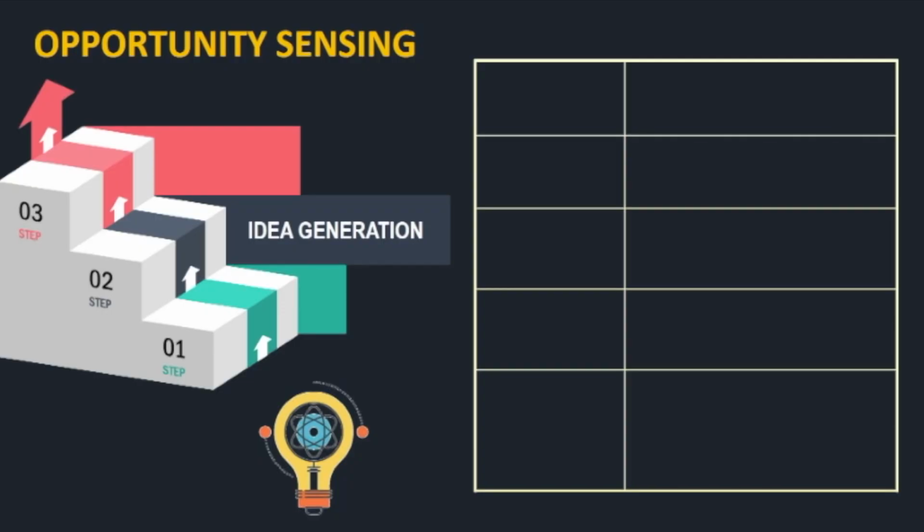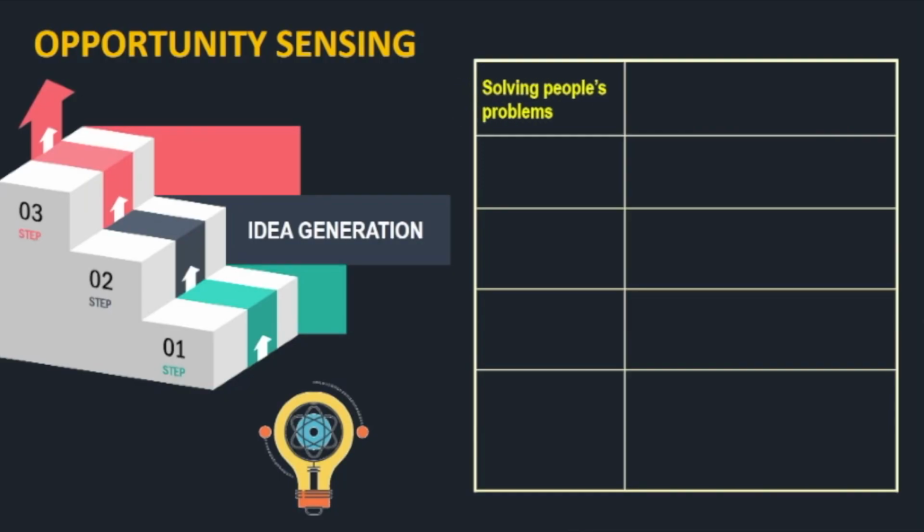Okay. The second step is the idea generation. People can generate ideas. We are all educated people, but even the people who are not educated can also generate ideas. Looking at the society around you, looking at the people around you, you can think of generating certain ideas. Like I have given certain examples, for example, solving people's problems.